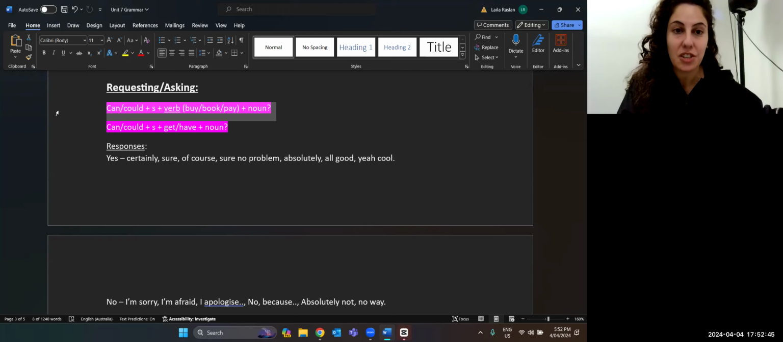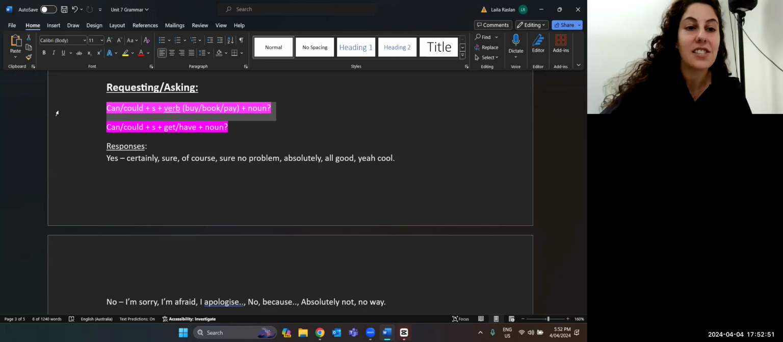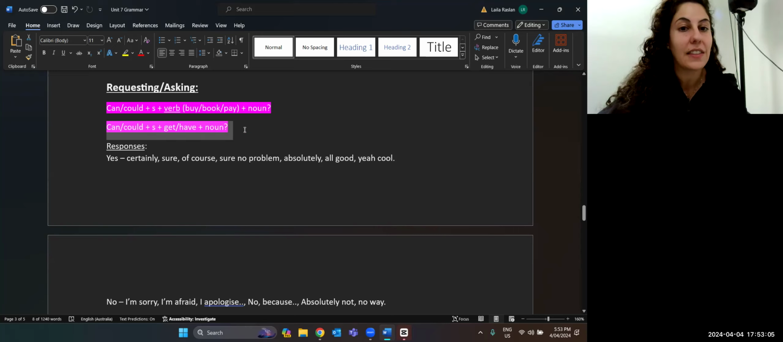You have to pay an admission fee. So can I book 3 tickets, thanks? Or can I buy 3 tickets? So that's one way that we can ask for buying something, booking something, or paying something. Another way, again, you start with the can or could, subject, and then you can say get or have, and then whatever object you want.